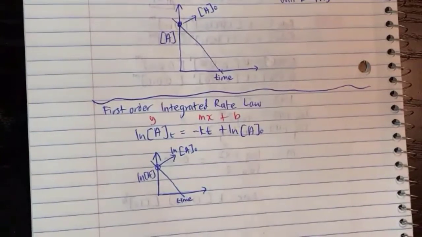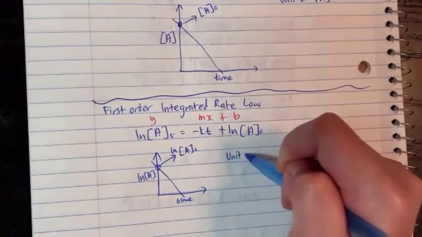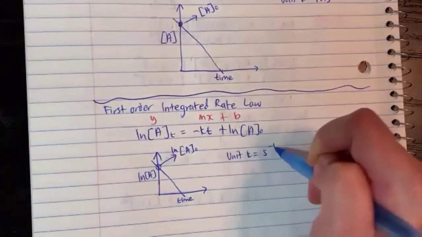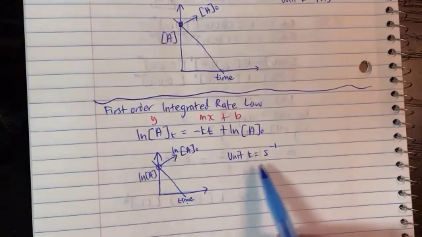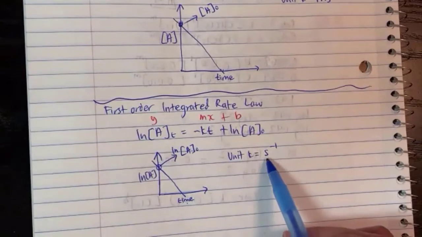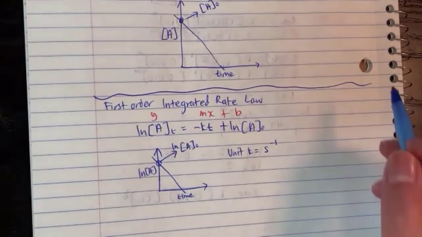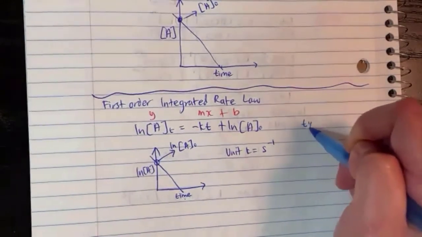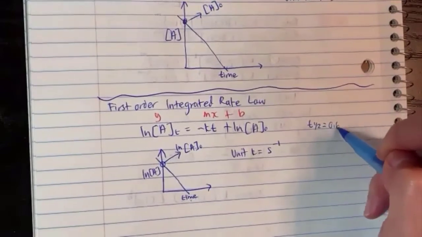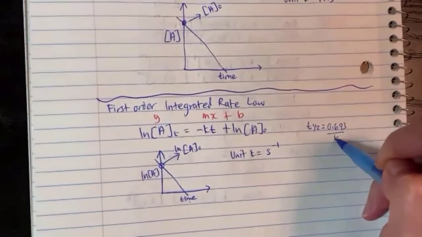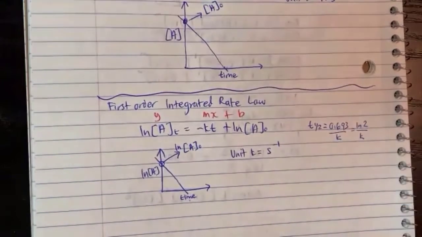Okay, now your unit for k in this case is whatever the time is. If your time is in seconds, it's per second. If it's minutes, it will be per minute. Basically it's the time to the power of negative 1. Okay, so the half-life formula for this one is given as 0.693 over the rate constant, or ln 2 over the rate constant.